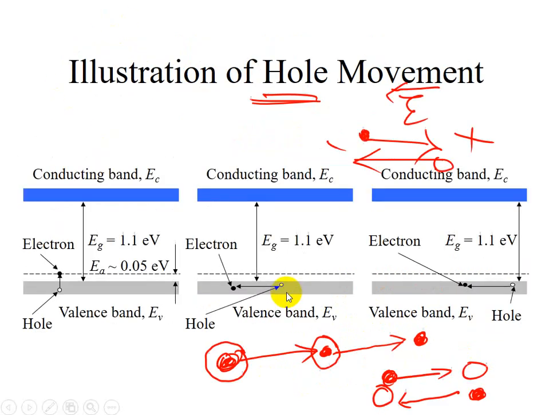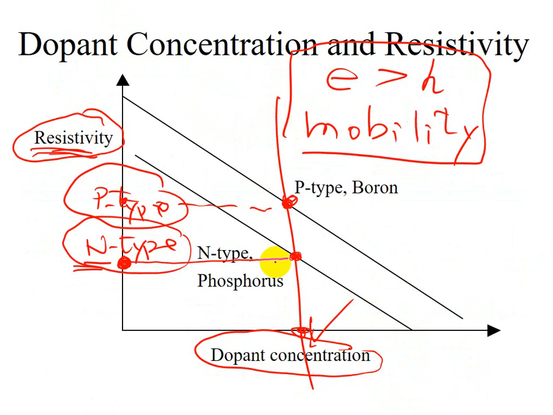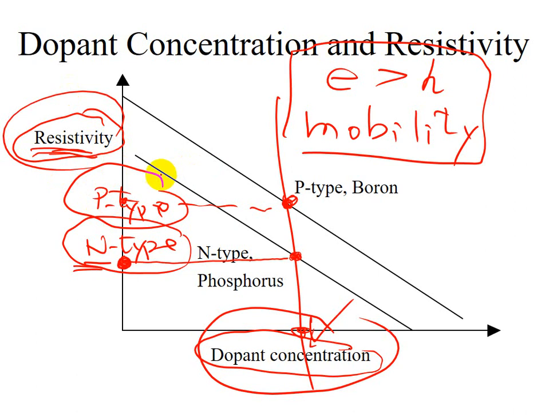Okay, and you can control the concentration of the dopant to control the resistivity, so you can control the conductivity. The higher mobility of electron gives you better conductivity when you have the same concentration of dopant. Okay, now that concludes this part, the introduction of n-type and p-type semiconductor.